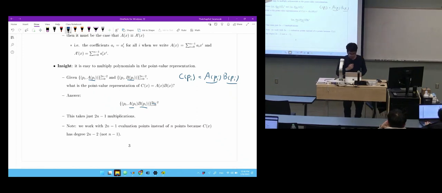Okay. So if somehow I can get the evaluation points, n many of them, of A and B, now I can compute the evaluation points of C very fast, in O(n) operations, just 2n operations really.